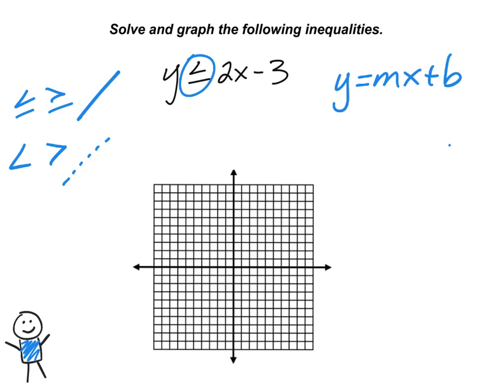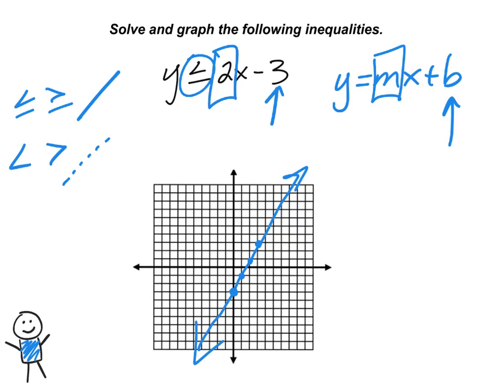We always start by plotting the y-intercept first. In this particular example, it is a -3. That's the first point that I plot. From that point, I then do the slope of the line, which in my case is up 2 over 1, up 2 over 1. Because it's less than or equal to, I'm going to use a solid line to graph this.